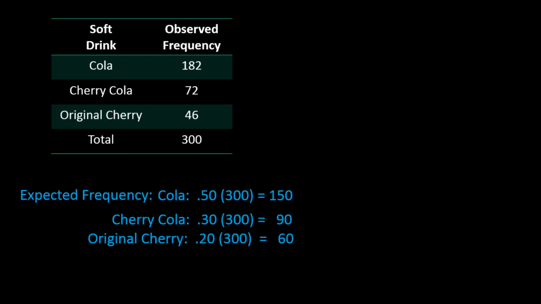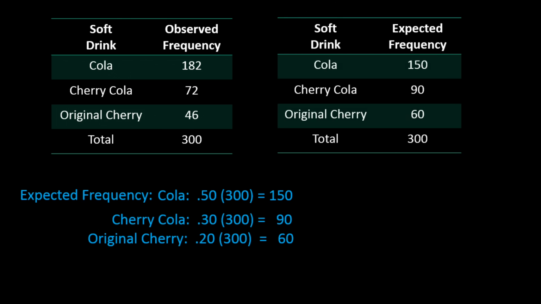Now we can construct a table similar to the observed frequency table, but this one is for the expected frequency counts that we have just calculated. And the table would look like this. Take a look at these two tables. The one on the left is for observed frequencies based on a sample of 300 purchases. The one on the right is for expected frequencies based on the hypothesized proportions of purchases for each flavor. What we want to know is if the new flavor has changed those proportions so that they are no longer what they were hypothesized to be.